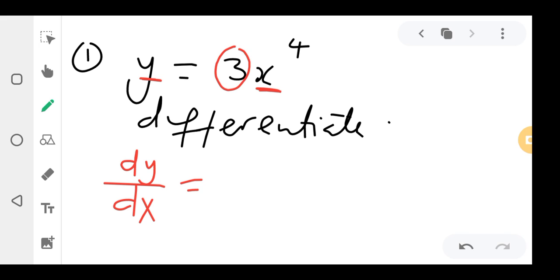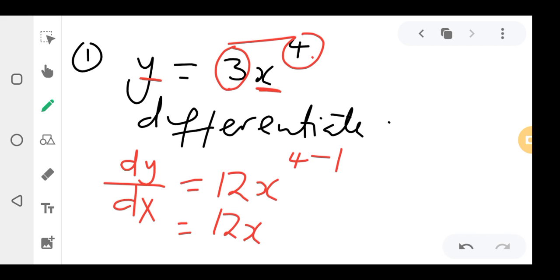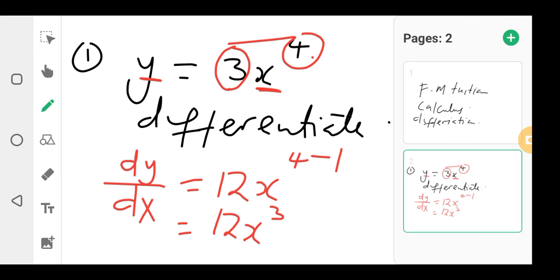You multiply the first number there, which is 3, times the power, which is 4. So 3 times 4, you get 12. And then that x to the power 4, you write it here at the end. But always the power you subtract 1. That's what I said. So when you differentiate, this is going to give you 4 minus 1, which is actually 3. That's what we said about differentiating.